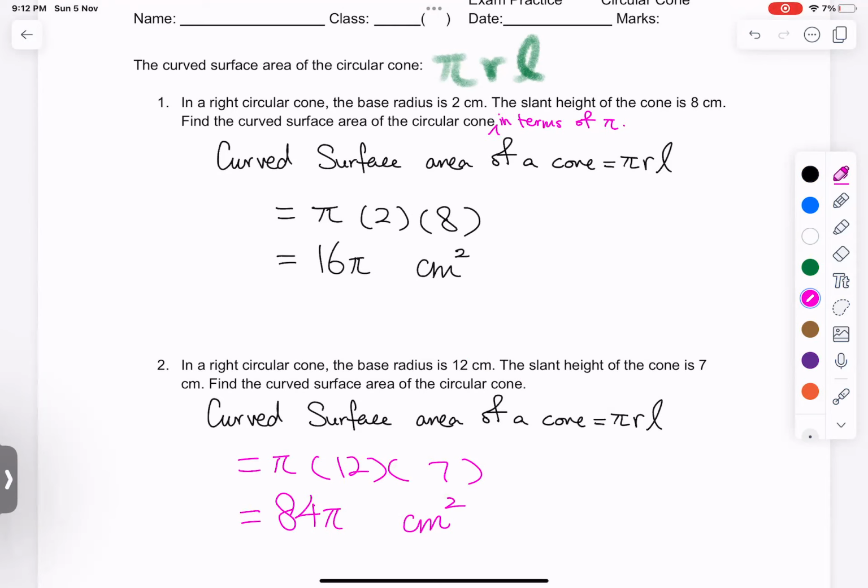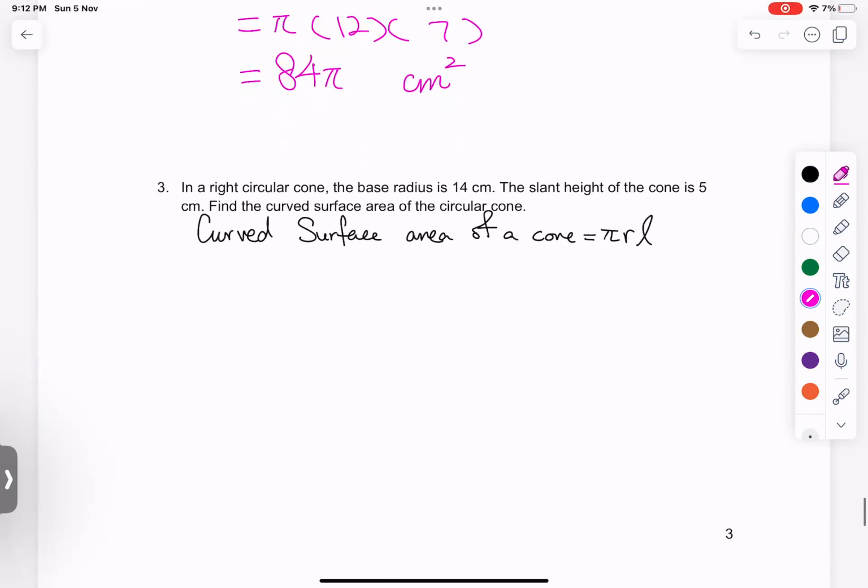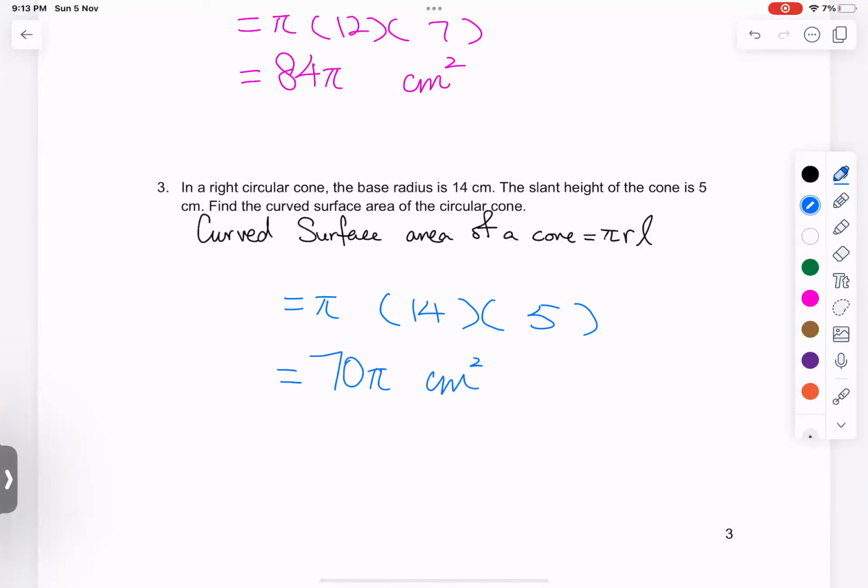I know I speak too fast, so you will have to pause the video each time. Okay, pi, the radius, the slant height. Radius is 14, slant height is 5. And then 14 times 5 is 70 pi cm squared.